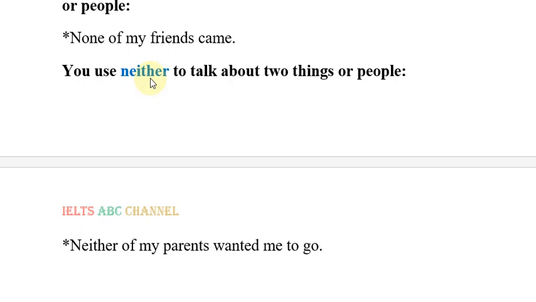Neither of my parents wanted me to go. Your parents are your father and mother, two persons. When you say neither of my parents wanted me to go, it means my father did not want me to go. My mother did not want me to go.